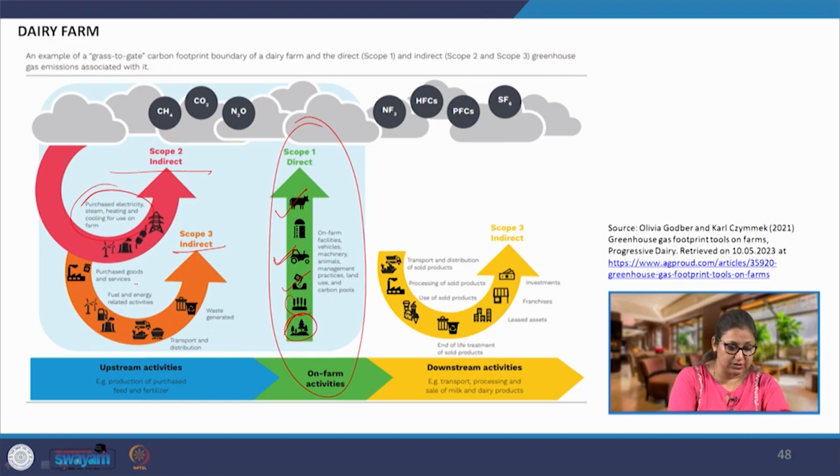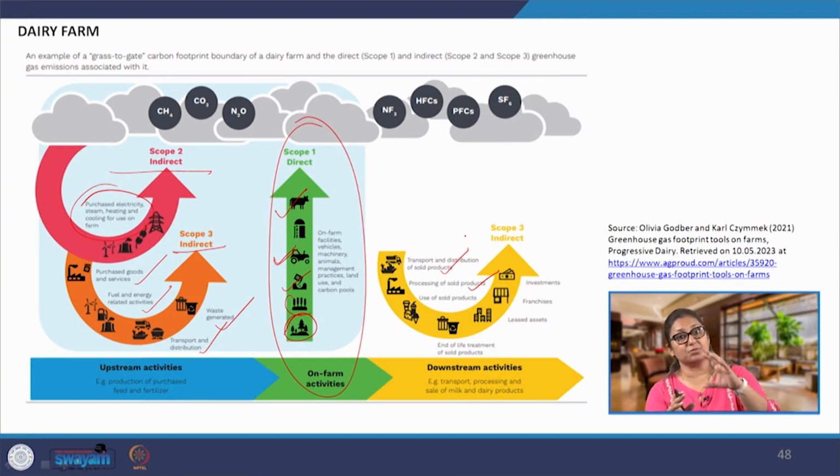So, purchased goods and services, fuel and energy related activities, there could be waste which is generated during the upstream activities, and transport and distribution, which we have seen. We also have downstream activities and scope 3 indirect emissions as part of that. So, for a dairy farm, it could be processing of the sold products. So, sold products are there, the transportation and distribution of the sold products.